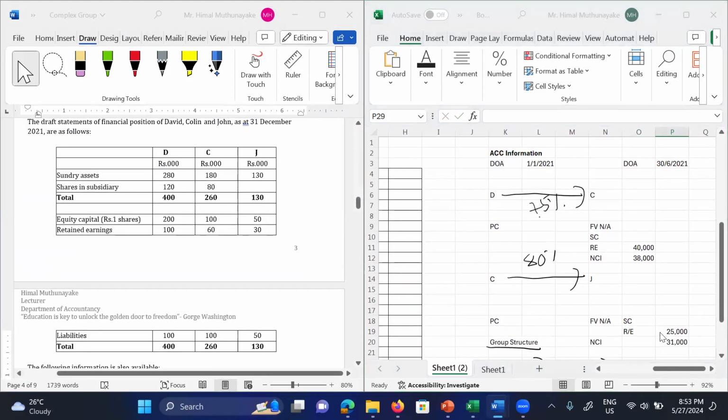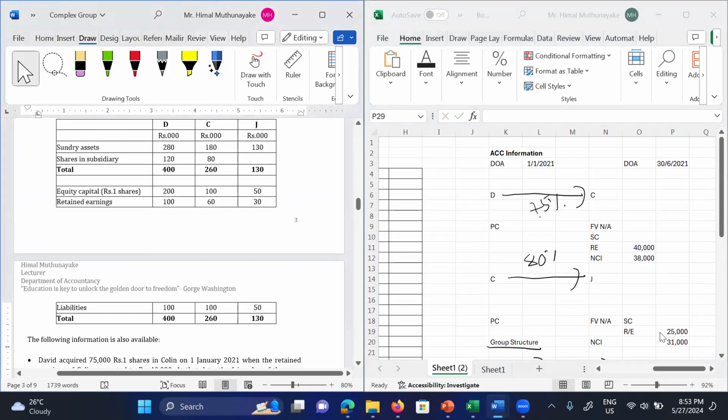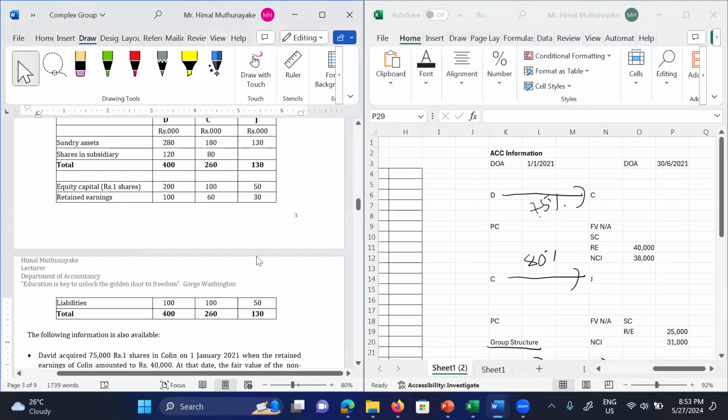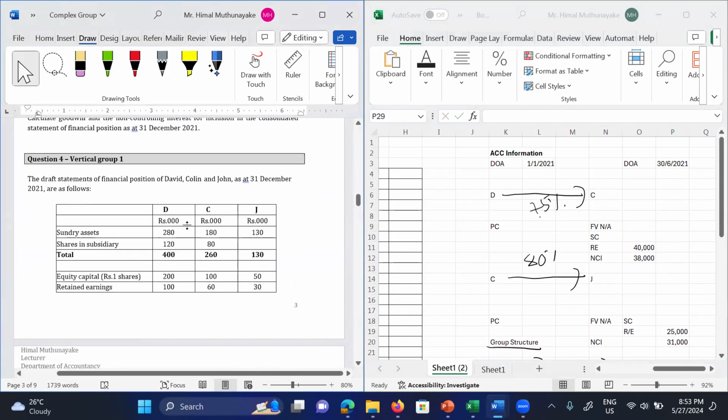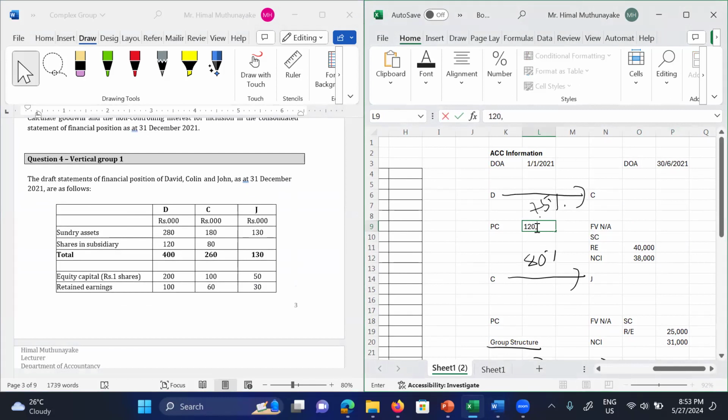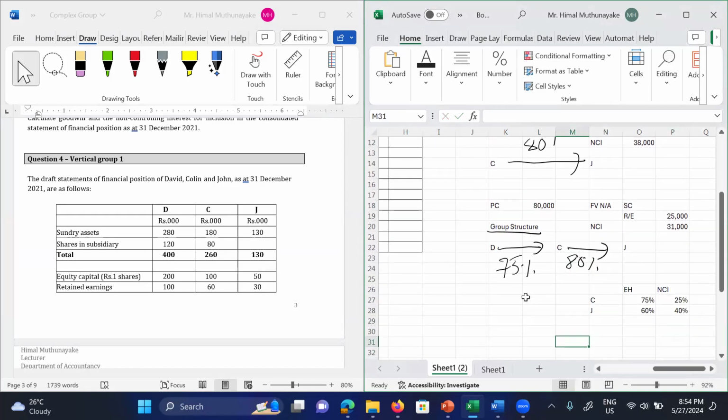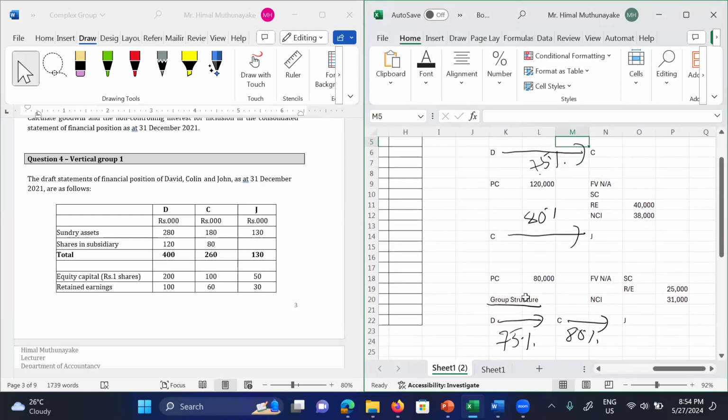And the missing part is the purchase consideration. It is given here: the share in subsidiary, D invested 120 and C invested 80. That means the purchase consideration would be 120,000 for this combination and 80,000 for this one. So now all the information is documented in that sheet. Any concerns regarding the information I have documented? Is there anything you missed or want to clarify?